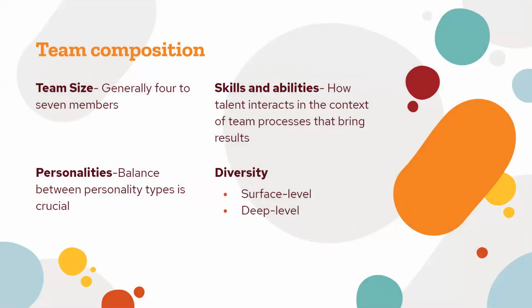So team composition is made up of team size, skills and abilities, personalities, and diversity. Team size is generally 4 to 7 members, or 3 to 7. Obviously, it could be less than that or more than that, but it's most effective when it's within those numbers. Skills and abilities: obviously, having a very skilled and able team is very effective, but that's not the only important thing. They need to mesh well together, or else they'll end up butting heads, and it won't matter how skilled they are, they won't succeed and be effective.